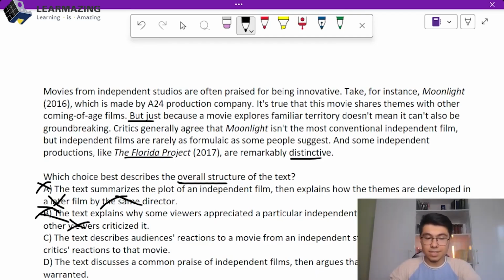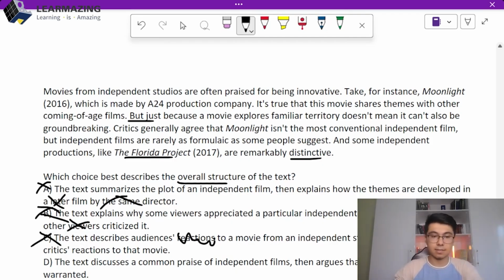Choice C. The text describes audience's reaction to a movie from an independent studio, then presents some critics' reactions to that movie. Well, choice C is wrong because the text doesn't even describe audience reactions specifically. There's nothing about the reaction, so that's why C is wrong.